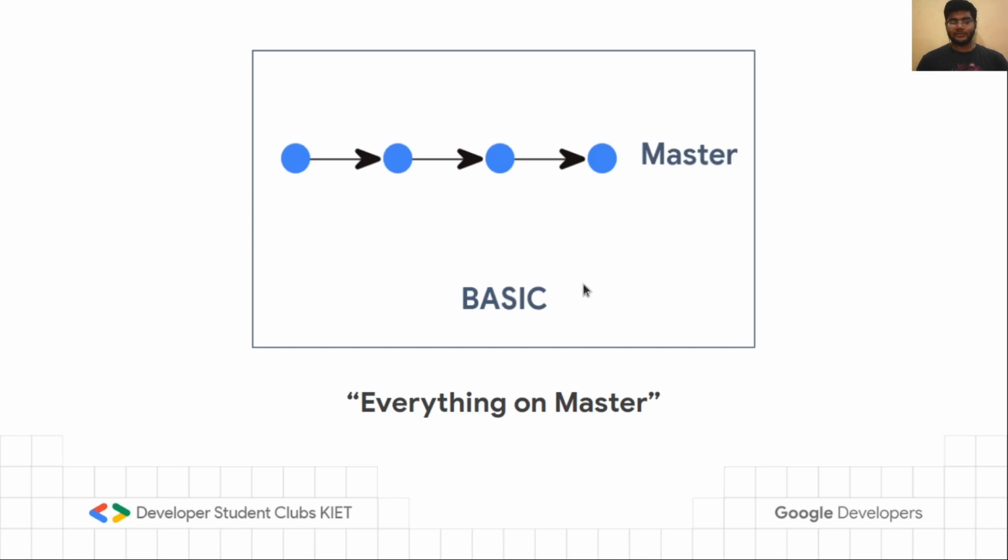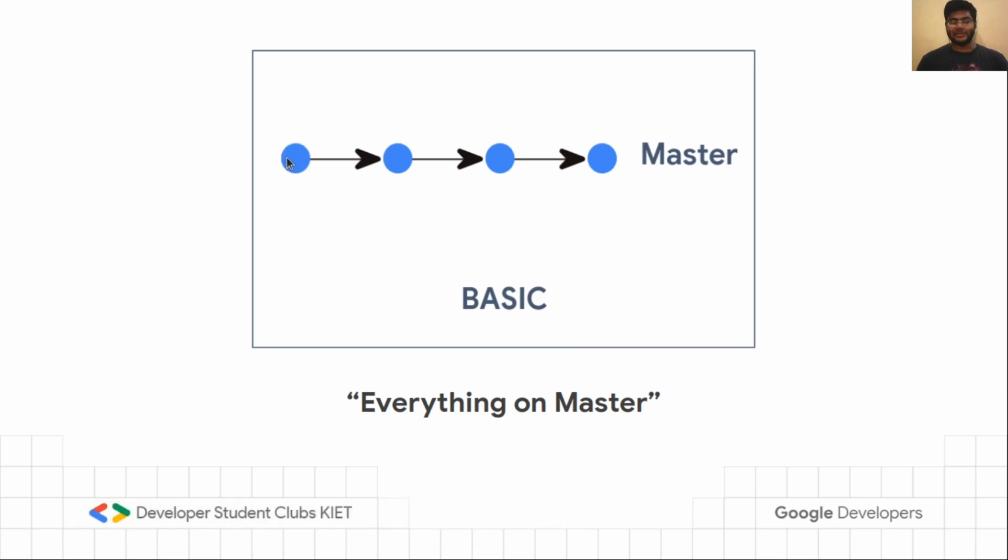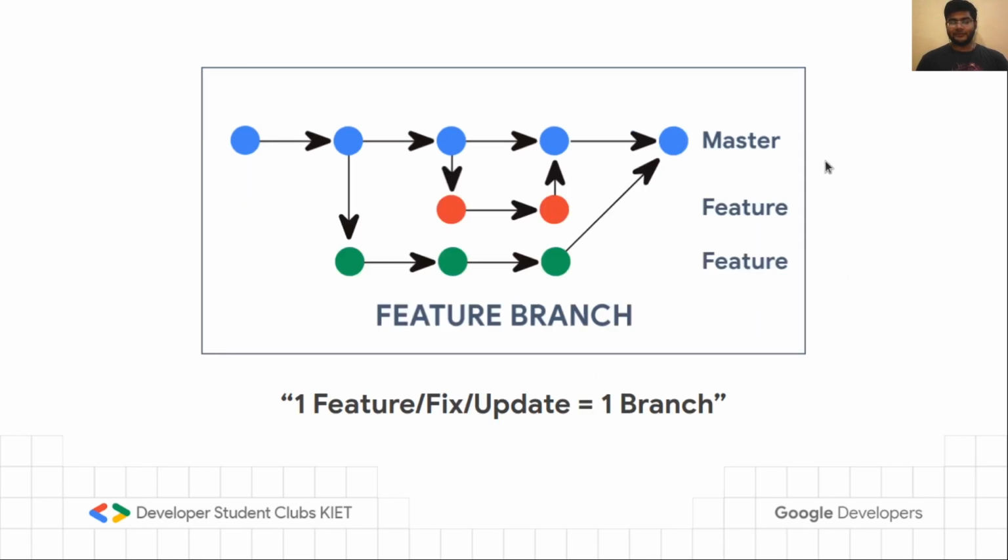The first one is basic. Basic workflow says that everything will be on your master branch. You have created a repository, and you are continuously committing in your master branch without any branching. This is the most basic type of workflow, and it is generally used by many people. But always try to work in branches because all the benefits are discussed already. Let's move to the next workflow.